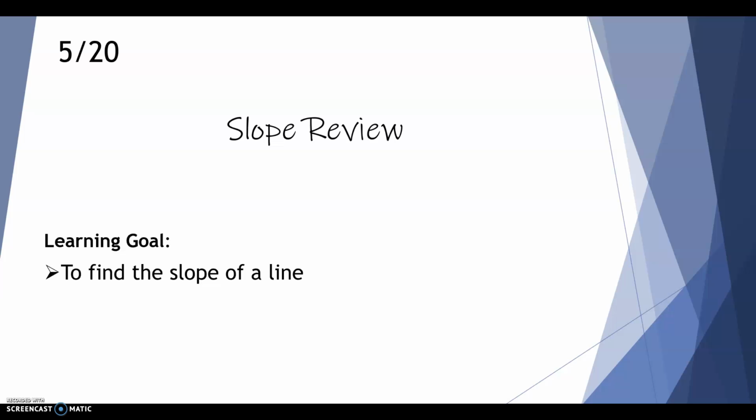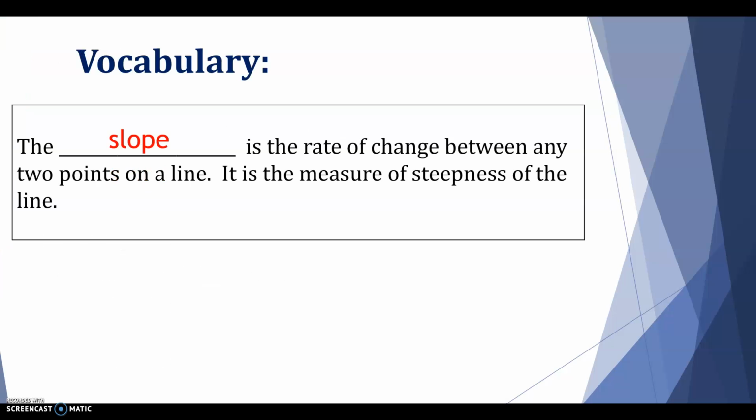So this is a review of slope. This is something that you learned a few months ago and something that you should remember because slope was very easy. I'm going to show you two ways to find slope. One's the easy way of counting the blocks, and the other way was actually using the slope formula. So let's begin. The slope is the rate of change between any 2 points on a line, and it is the measure of steepness of the line.